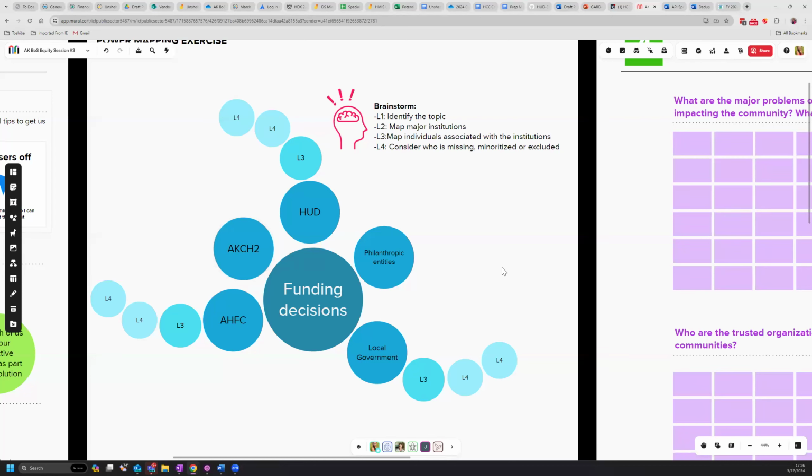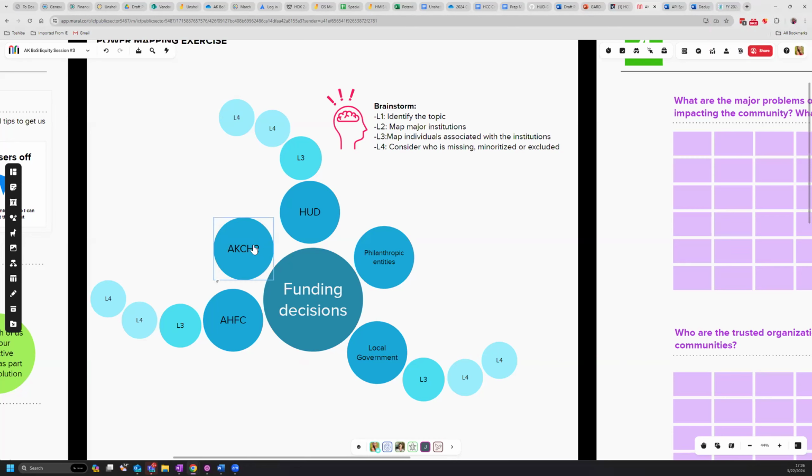Would AKCH2 go within that HUD process or would it be its own, Alyssa? So that's what I was going to ask you. So these are the entities that have the funding to provide. Unless AKCH2 has its own funding, I would say that it is a major individual associated with the HUD funding if you are directing the way that funding goes. Does that make sense?